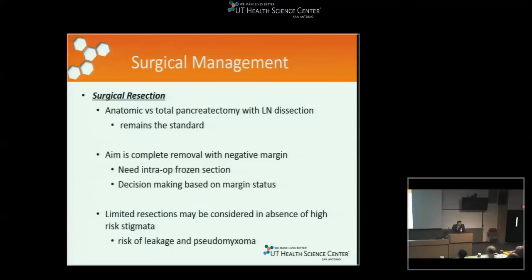Currently, the standard of care for surgical management of these lesions remains anatomic versus total pancreatectomy with lymph node dissection, with the obvious aim of complete removal with negative margins. The Tanaka group recommends that you perform these surgeries at highly specialized centers because of the need for intra-op frozen sections, as decision-making is often based on margin status. And in the absence of high-risk stigmata for some of these cysts, limited resections may be considered, as I mentioned, because of the decreased risk of leakage and pseudomyxoma.